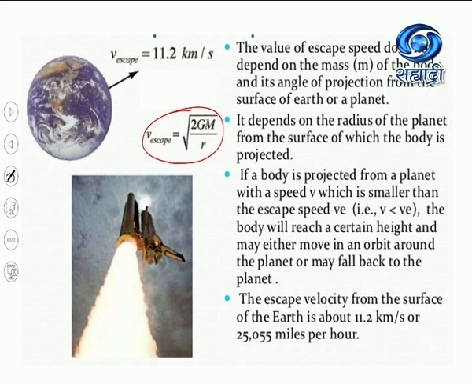If a body is projected from a planet with a speed v, which is smaller than the escape speed, the body will reach a certain height and may either move in an orbit around the planet or fall back to the planet. The escape velocity from the surface of Earth is about 11.2 kilometers per second or 25,055 miles per hour. So this is the value of escape velocity on Earth.